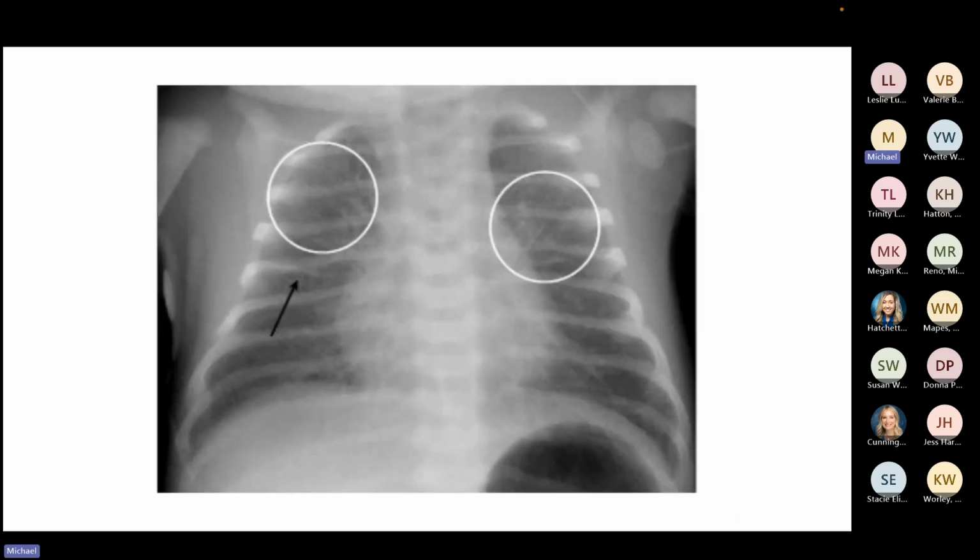Here is another x-ray of TTN. I pulled this one up because it shows two things. Again, the black arrow is showing that fluid in the fissure, but what you're also seeing in both the right and left upper lobes is significant pulmonary congestion and really prominent pulmonary markings, that white streaking starting centrally and moving out peripherally. That pattern is very suggestive of pulmonary congestion.